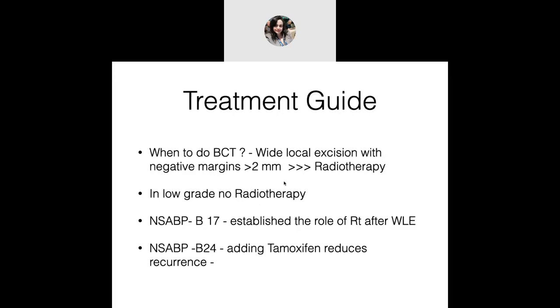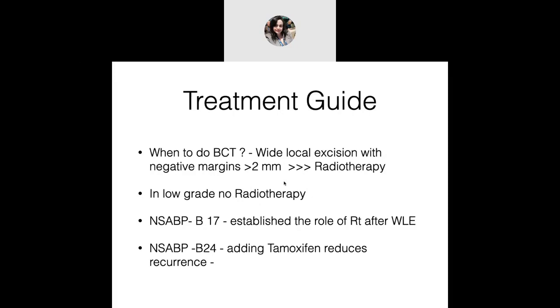So if you have a narrow margin, that means some cells are left. If some cells are left, they will grow and cause recurrence. And you have no chemotherapy in your hand to use. So then the recurrence will be more. Whereas an invasive cancer is a rapidly dividing pool of cells, and rapidly dividing cells respond more effectively to chemotherapy. So we have many chemotherapeutic drugs. In all invasive cancers more than 1 centimeter in size, we always give chemotherapy, either neoadjuvant or adjuvant. Okay, so any microscopic cell will be killed by chemotherapy. Here we have no chemotherapy to work on DCIS because it's slow growing.